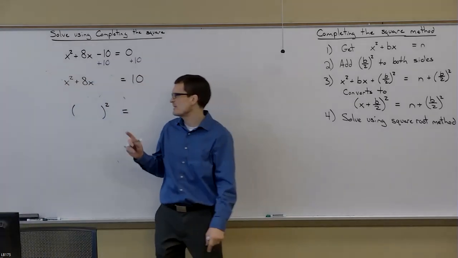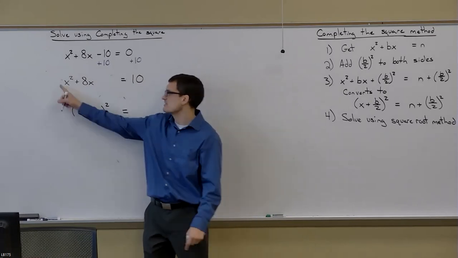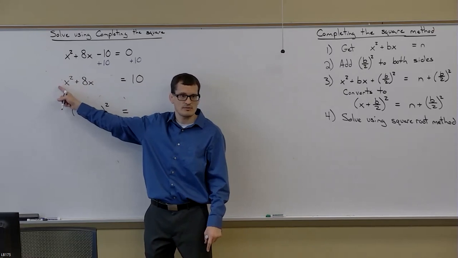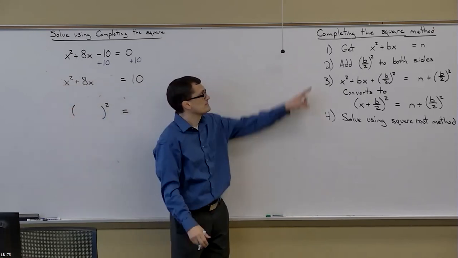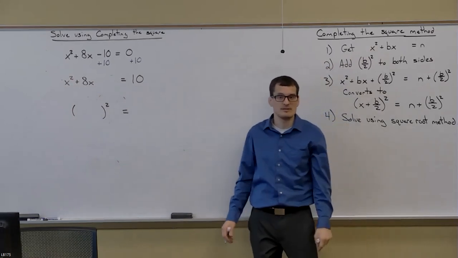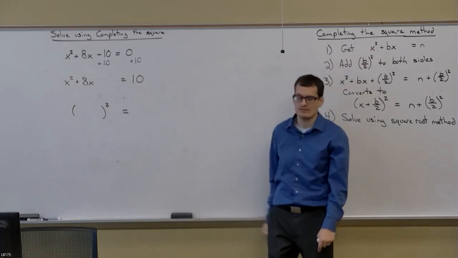Oh, my apologies. I forgot to mention, this already has a 1, so I don't need to divide by the coefficient here, right? It's already got a 1. I'm all set. If it did have some other coefficient, I'd have to divide by whatever that coefficient is.